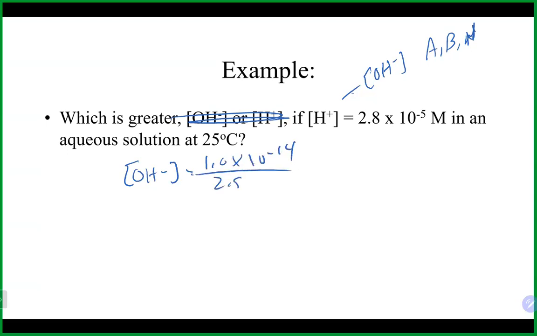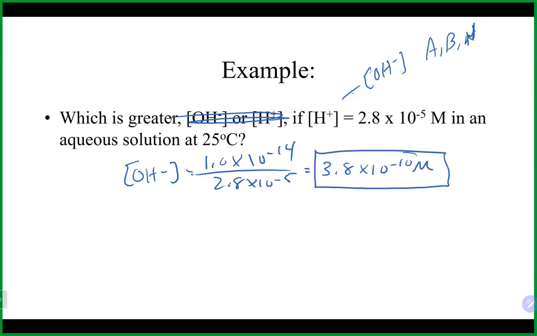Divided by our 2.8 times 10 to the minus 5. Again, 1 exponent button -14 divided by 2.8 exponent button -5, hit equals. And again, we get 3.8 times 10 to the minus 10 molar. In this case, comparing our OH minus to our H plus, we see that our H plus is larger, which means that it will be an acidic solution.